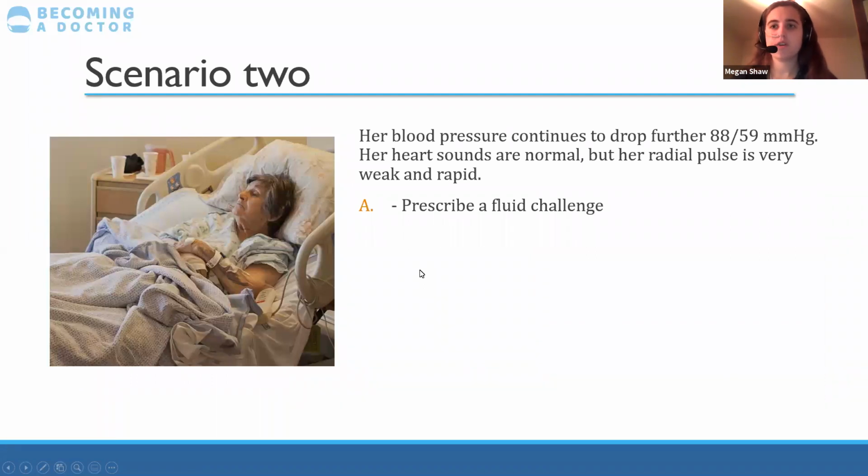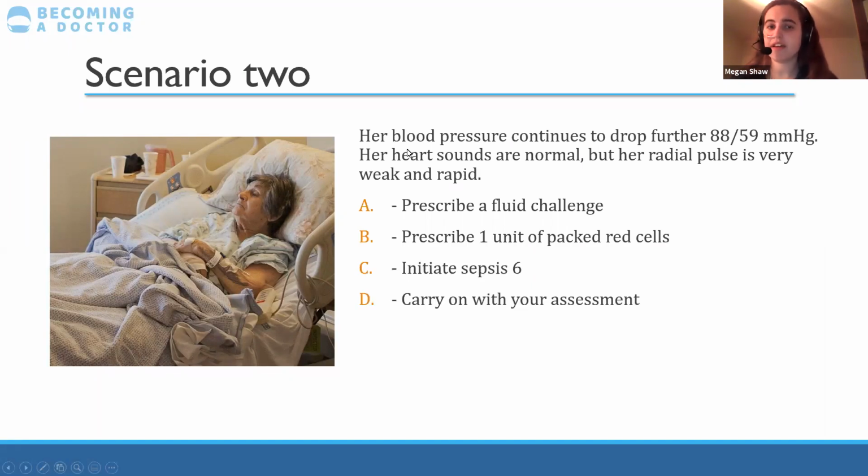So you go to assess her circulation, but her blood pressure has continued to drop further to 88 over 59. Her heart sounds are normal, but her radial pulse is very weak and rapid. So what are you going to do? Prescribe a fluid challenge, prescribe 1 unit of blood, initiate sepsis 6, carry on with your assessment, or move her to HDU. So we'll do a poll again.